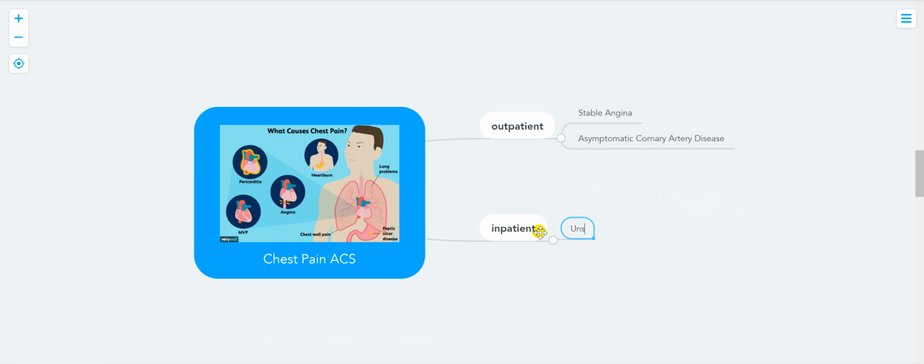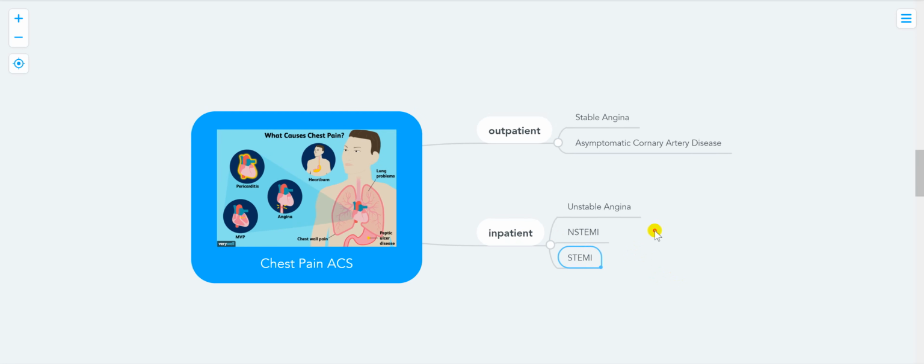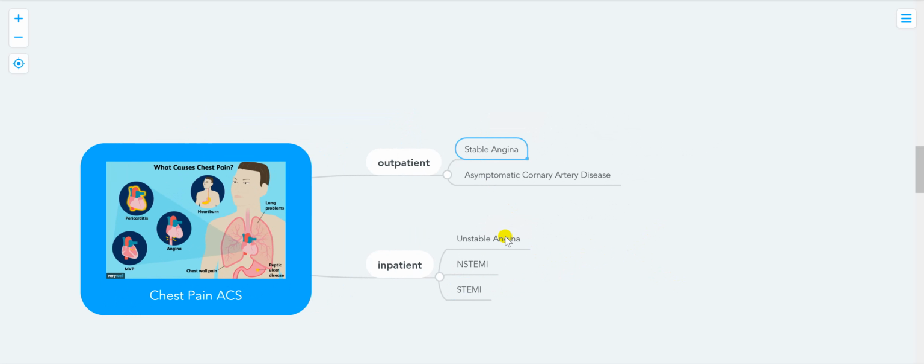What are the inpatient acute coronary syndromes? We have unstable angina, this is an inpatient. We have non-STEMI and we have STEMI. Okay, so what are the differences between these?